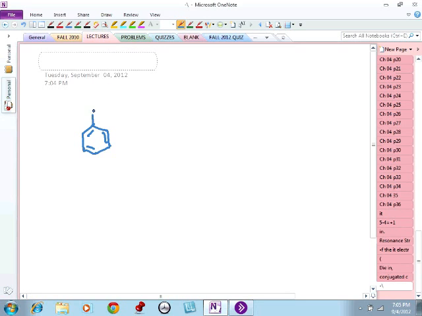Suppose you have this. How many resonance structures of this molecule can you draw? How many? Take a guess. 4? How many people say 4? 6? Okay, let's have that.